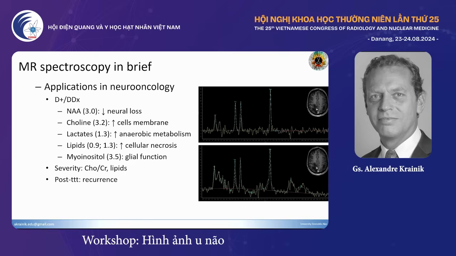And usually this peak is absolutely normal. And what is abnormal is when it decreases. Usually it should never decrease when compared to the level of choline.